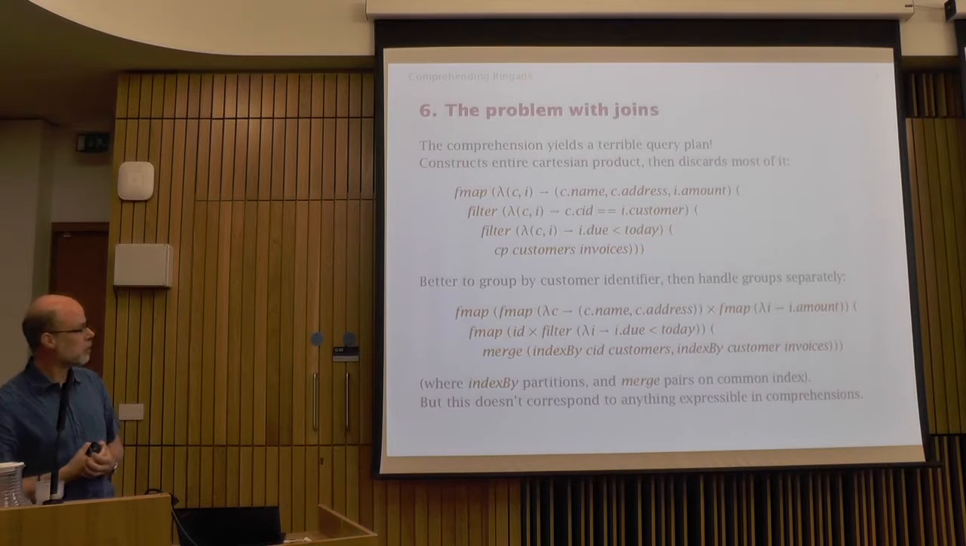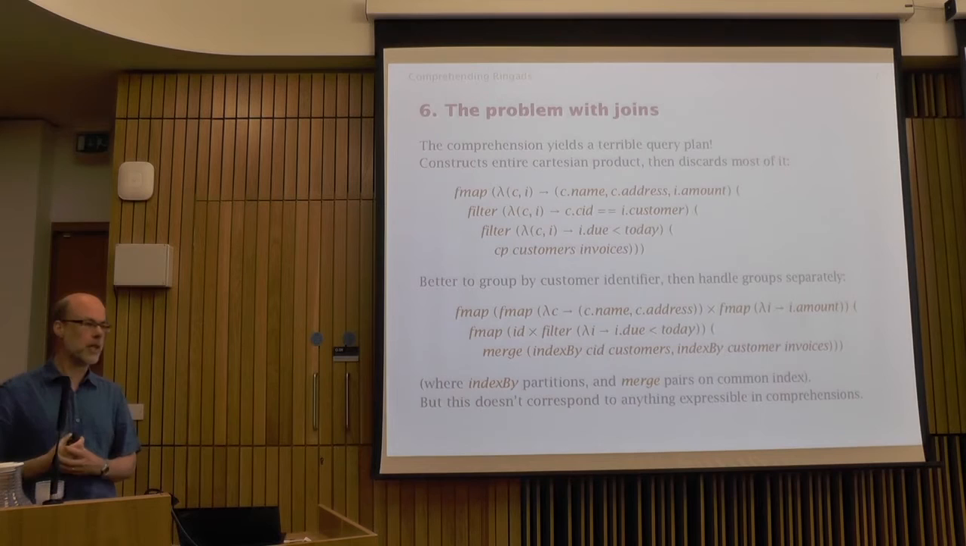What index by does is take a collection and partition it into collections of collections. By the function that is the first argument, so we're indexing customers by their customer ID, then we're indexing invoices by their customer. And then what merge does is it takes two indexed tables with a common index and makes a table of pairs with the same index.